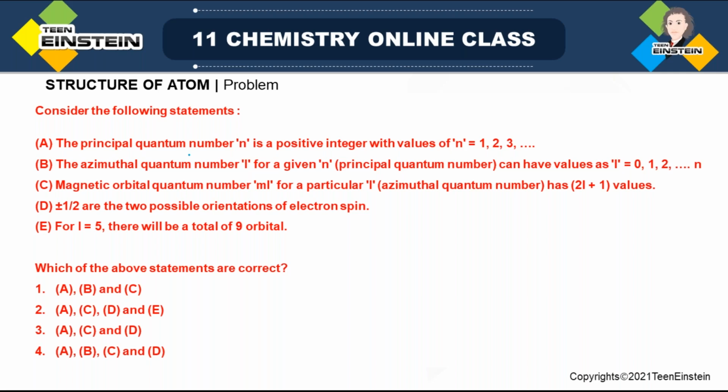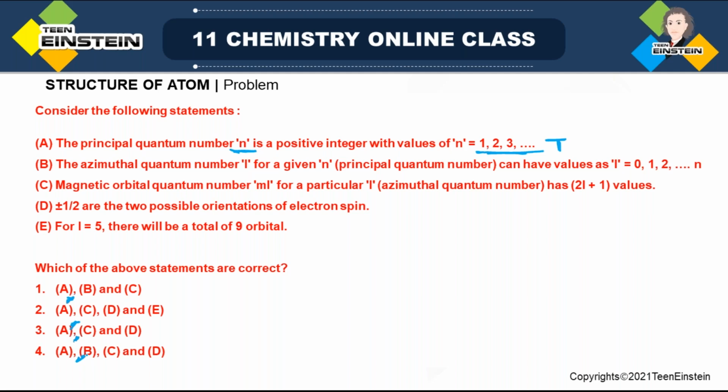The first statement is saying principal quantum number, small n. We know it is the principal quantum number denoted by n, that is fine. And here it is mentioned as a positive integer with values 1 to 3. Now this is absolutely correct. This is true. Now based on this information you cannot choose any option, because in all the options you have statement A. So we have to move further. Come to the second statement.